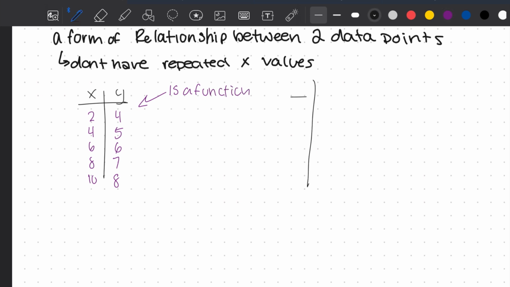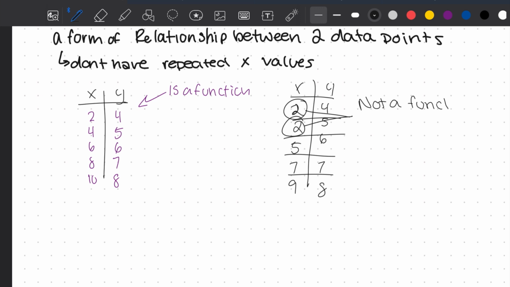This table here would not be a function. So if I've got 2, 2, 5, 7, 9, and this one was 4, 5, 6, 7, 8. Okay, this one's not a function because my 2's appear twice.